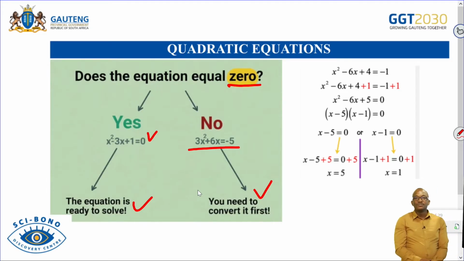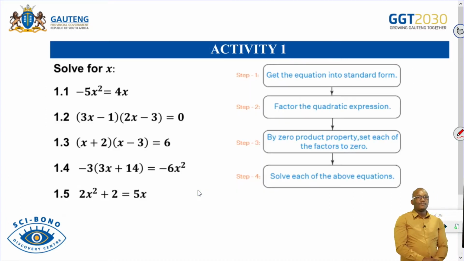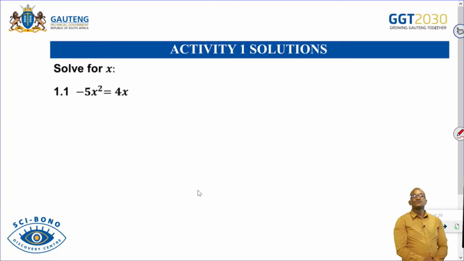So those are the questions that you need to ask yourself before you factorize and get your factors and get your solutions. Those are the few things that you need to look at. Correct? Now, let's look at our activity number 1. We have 5 sub-questions in activity number 1, and all of them are in the form of quadratic equations. Then we need to solve for x. Without any waste of time, let's look at our first question.